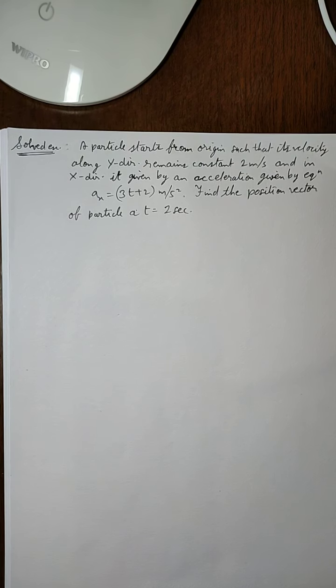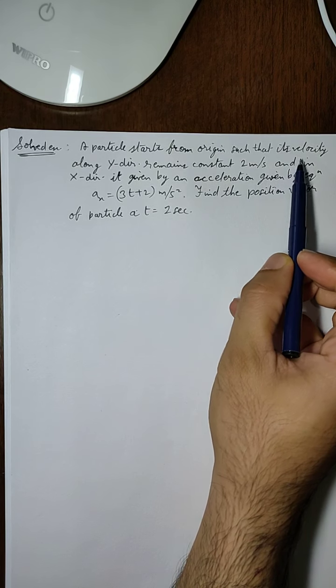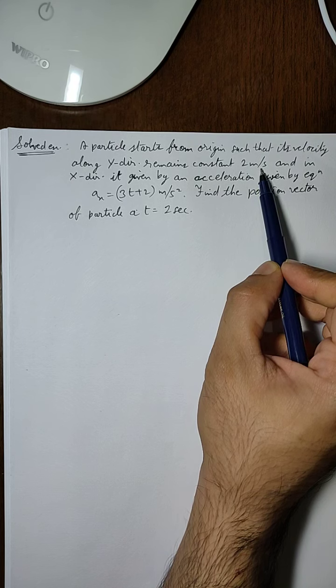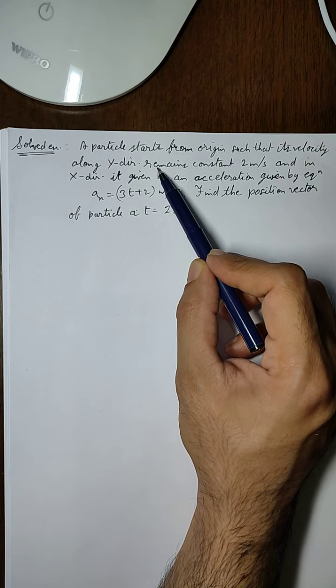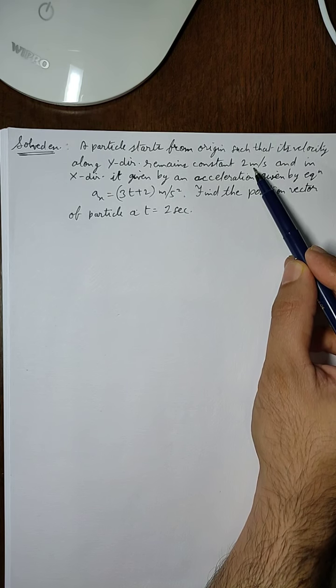Let us do another example. A particle starts from origin such that its velocity along y direction remains constant at 2 meter per second. That means the velocity with which the particle starts along y direction will remain same throughout the motion, and the value will be 2 meter per second.